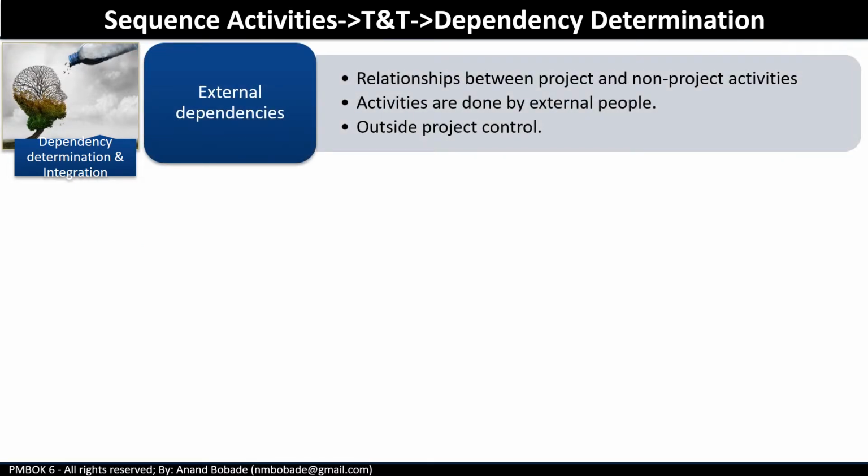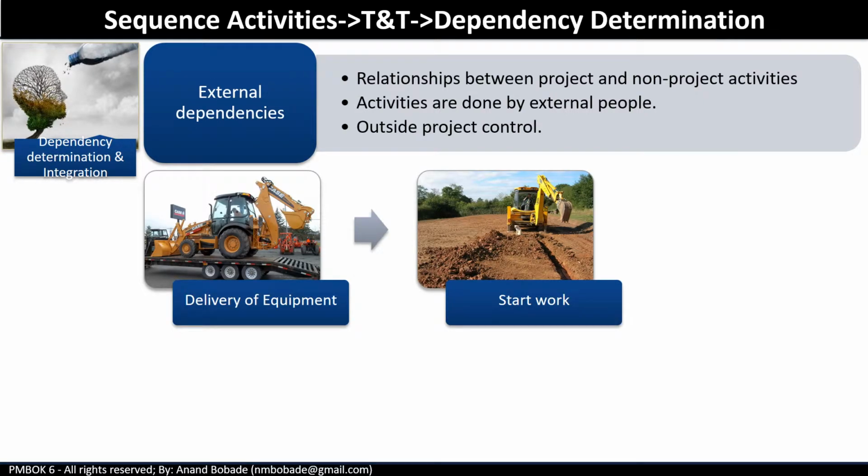External dependencies. These are the dependencies that are usually outside of the project team's control. Generally, these are non-project activities done by an external party. For example, you have a project activity to dig an area to lay the pipeline using a rented machine. In this case, your activity is dependent on the external party's activity, that is, delivering the machine.